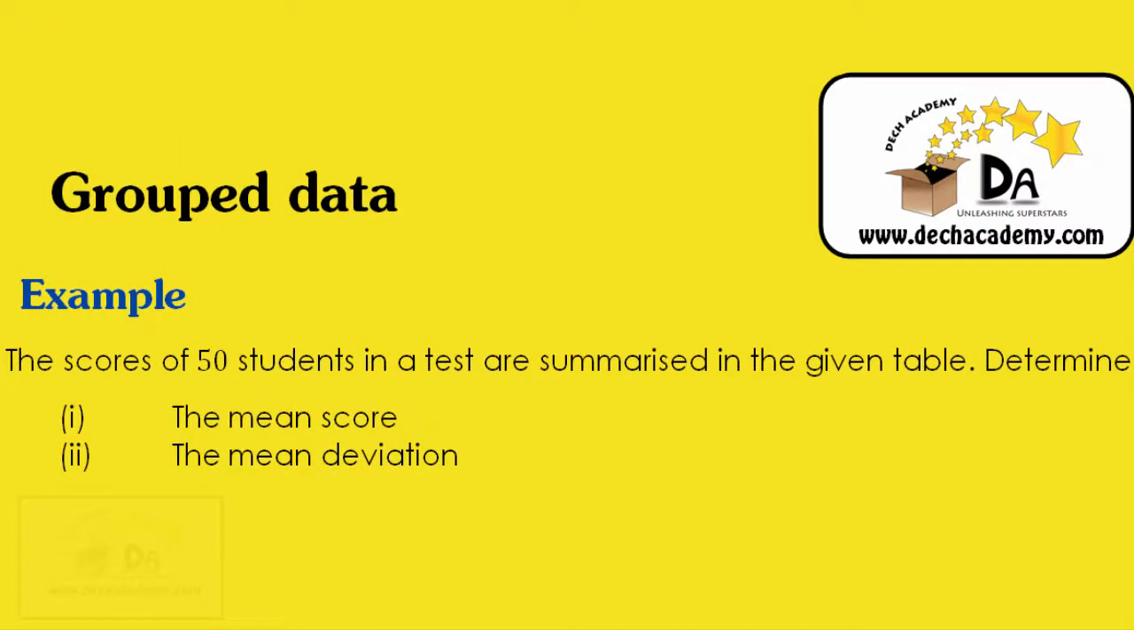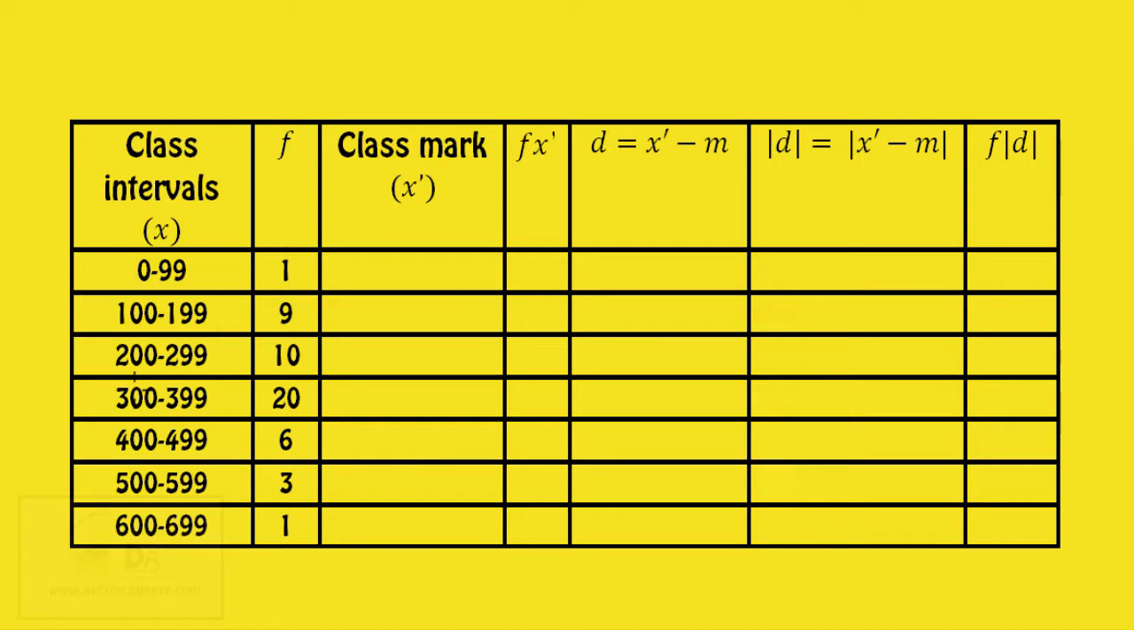Here's another example, this time involving grouped data, and it says the scores of 50 students in a test are summarized in a given table. Determine 1. The mean score, and 2. The mean deviation of the scores. And here's the table. Here are the scores, and these are the classes.